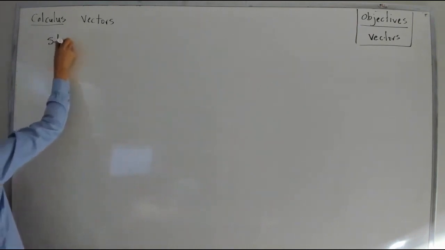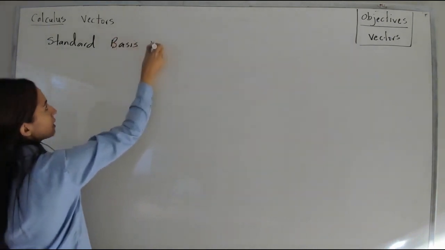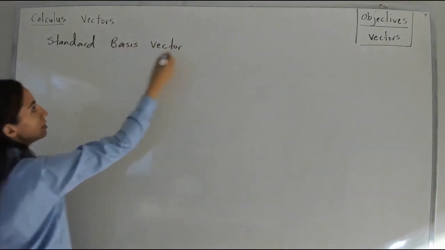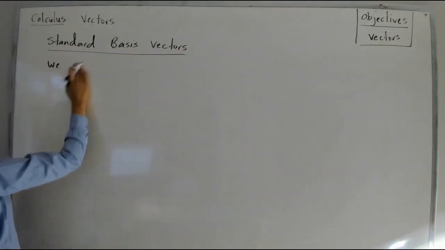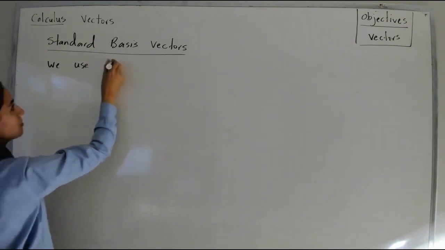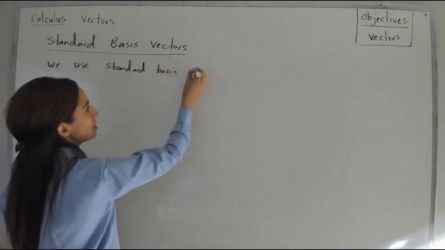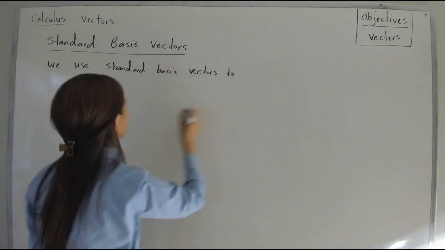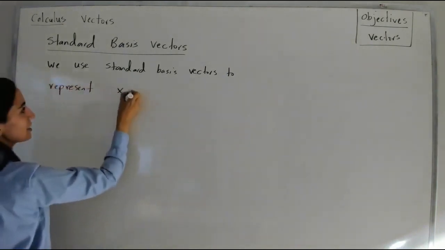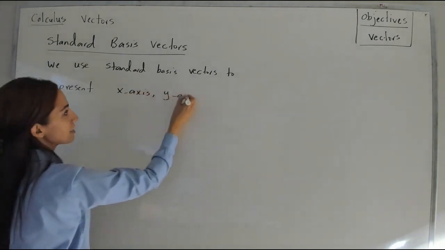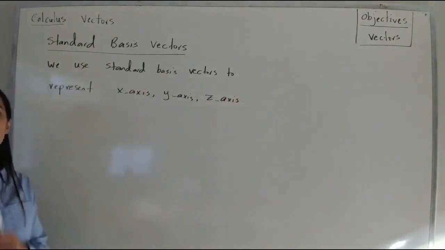So standard basis vectors. We use standard basis vectors to represent x-axis, y-axis, and z-axis. So how do we define them?